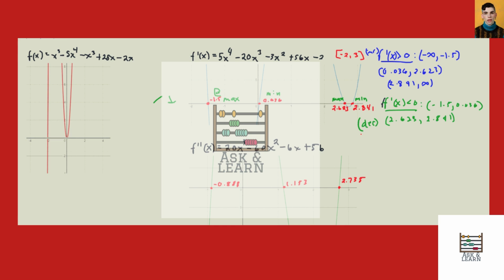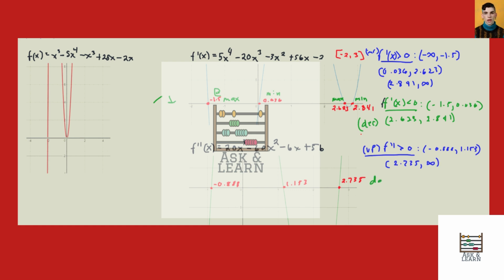Okay. Now let's go ahead and figure out where f double prime is less than 0 and greater than 0. So when f double prime is strictly larger than 0, this tells us we're going to be concave up. So our first interval of that is going to be from negative 0.888 to 1.153. And then we'll be positive again, 2.735 to infinity.